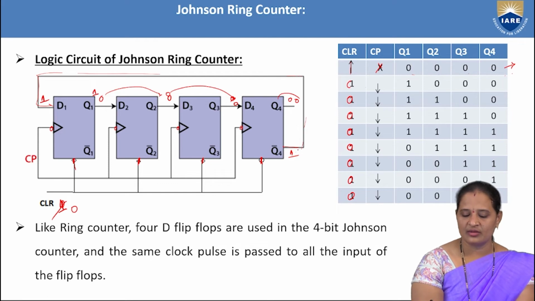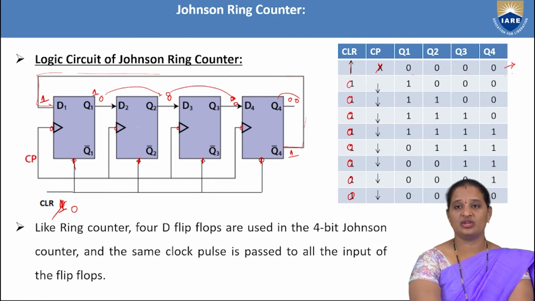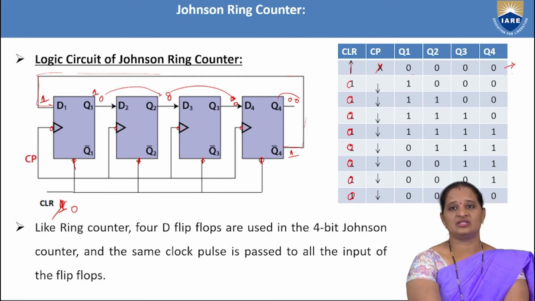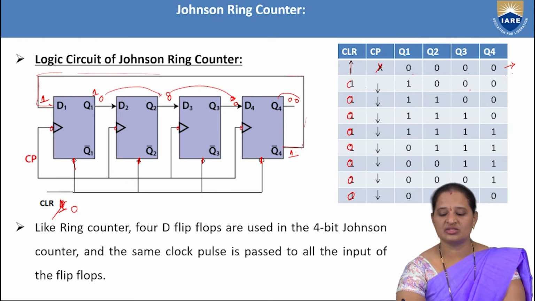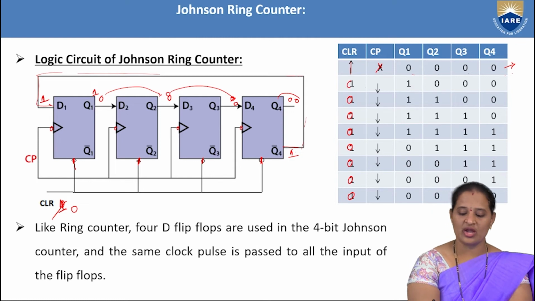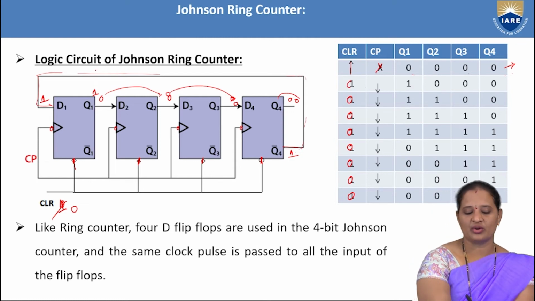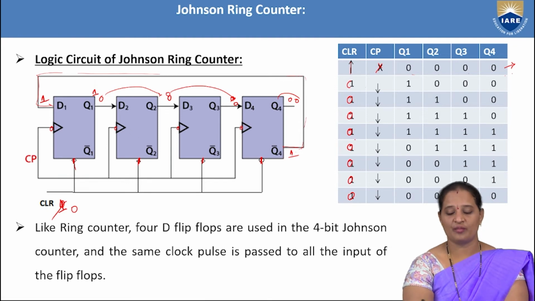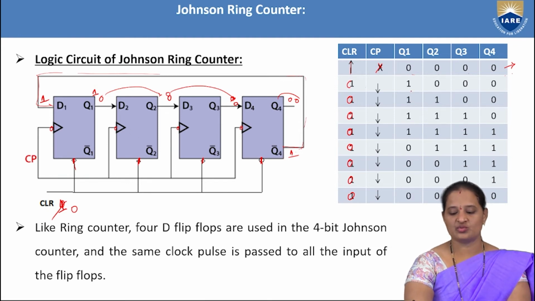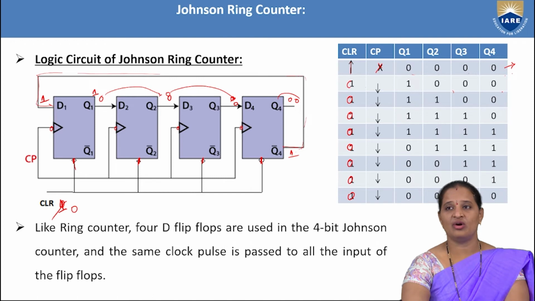So during the first clock pulse, the state of this counter will change to 1, 0, 0, 0. Why is it 1? Because the complemented output of the last flip-flop is pushed into the first flip-flop, and hence Q1 now becomes 1 and the remaining three are zeros.